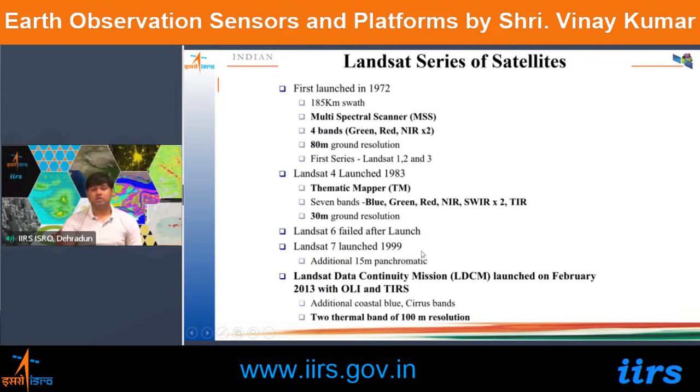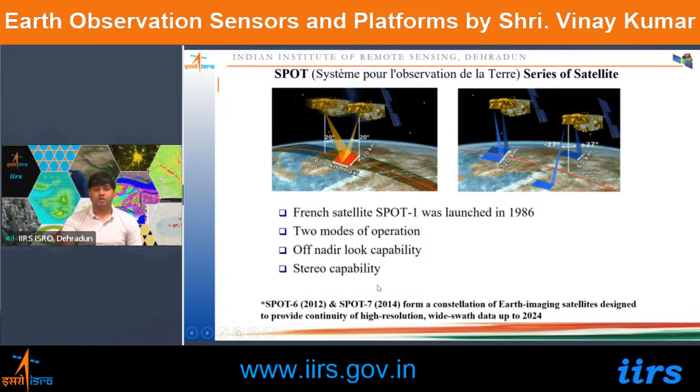Landsat 7 was launched in 1999 with an additional 15 meter panchromatic sensor. Then Landsat 8 was launched with the operational land imager and thermal infrared sensor. These added things like the coastal blue band and IR bands, and two thermal bands of 100 meter resolution. The Spot series, as I told, Spot 6 and 7 were recently launched.